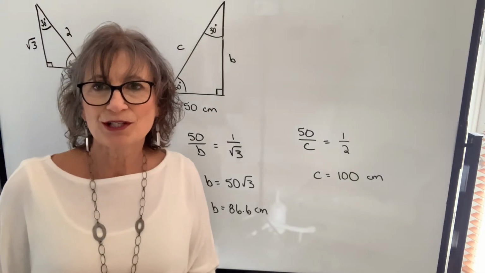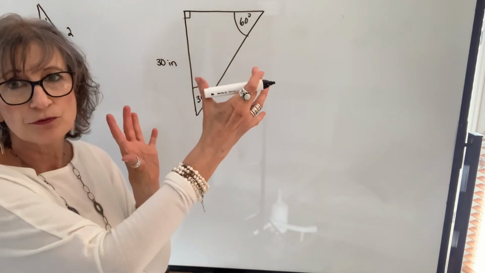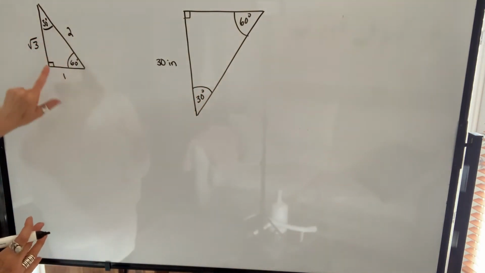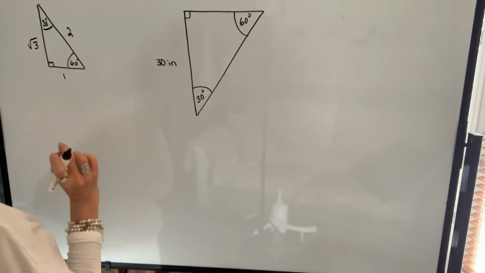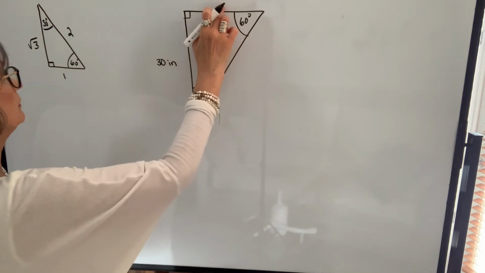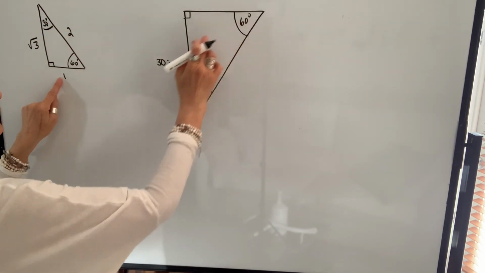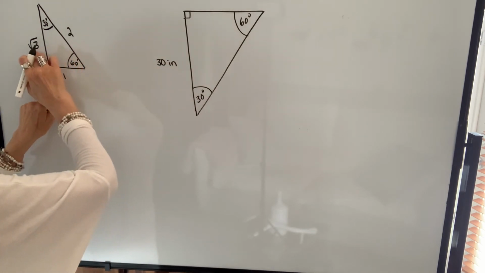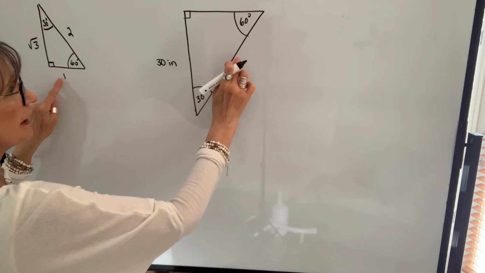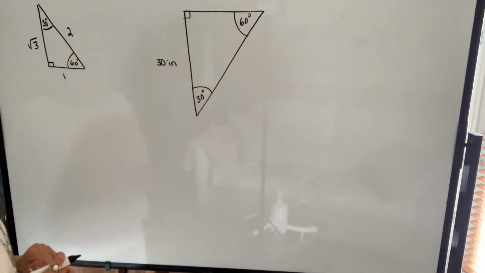Let's take a look at one more example. I'm drawing the triangles in all sorts of orientations because you're not going to always see your triangle written like this. The thing to remember is that the side that corresponds to the 30-degree angle will be the same in this triangle. The side across from the 60-degree angle corresponds to this side, and the side opposite the right angle, or the hypotenuse, corresponds to this side.